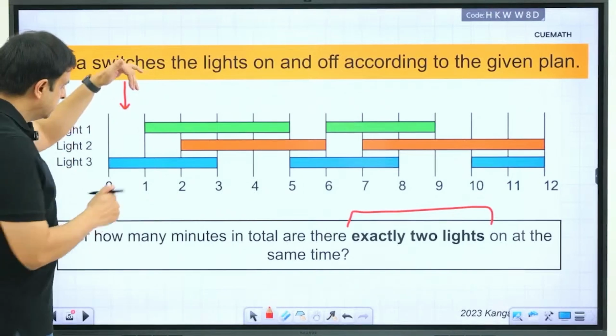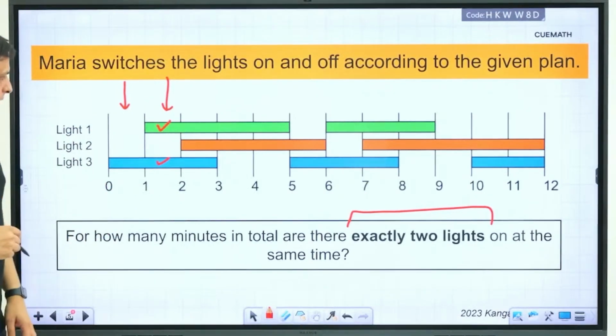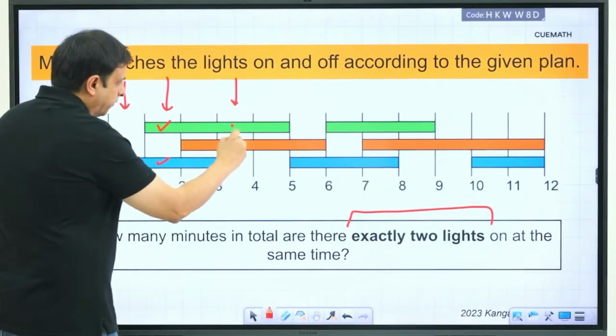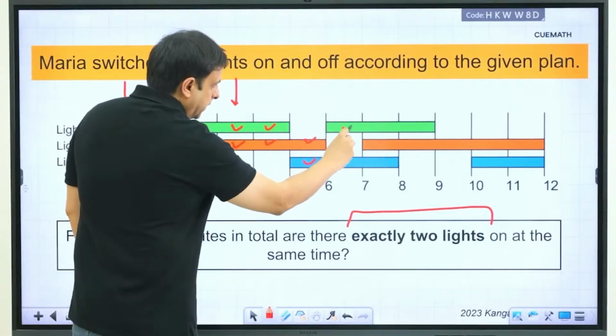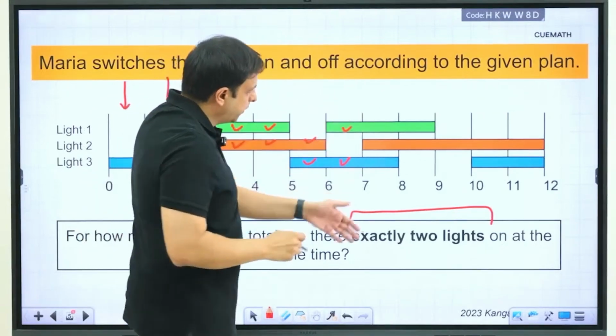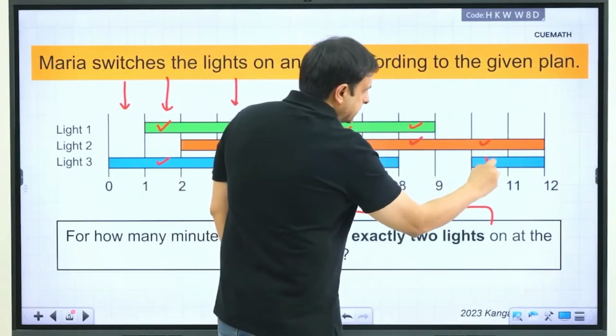But if you look at this window here, you can see that light 1 and light 3 are on, and then in this window again you have 2 lights on, in this window you have 2 lights on, in this window you have 2 lights on, and so on. But then in this window you have 3 lights on, so you don't take this window, then you take this window and this and this.